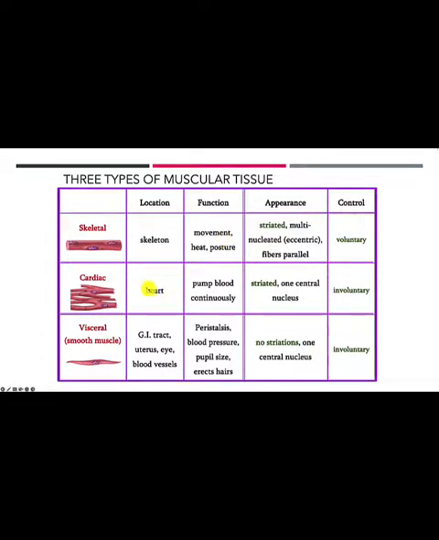Your cardiomyocytes are in the heart. They pump blood continuously. They are also striated. Like I said, they have one nucleus, and this is involuntary. You cannot turn on and turn off your heart.